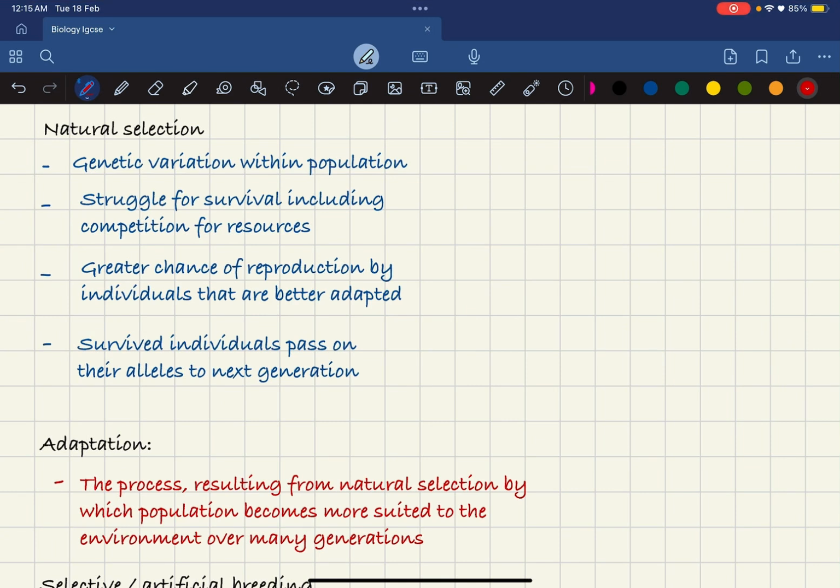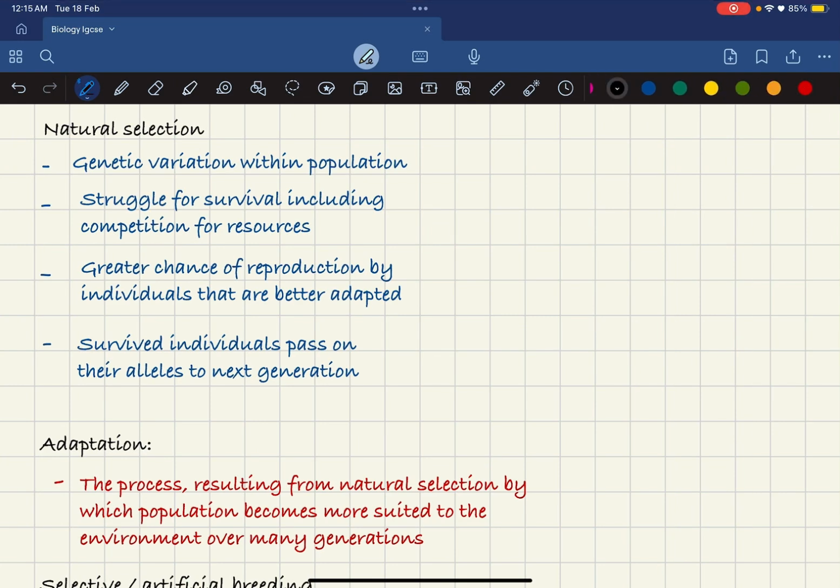Okay, so let's look into natural selection now. Natural selection is basically something us humans are going through, and a lot of animals and plants are going through. It's basically when we gain adaptive features through competition with other members of the same species as us.